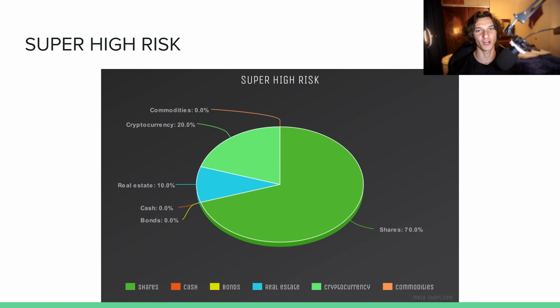Next up, and also lastly, we have the super high risk. So for super high risk, it's pretty simple. 70% into shares, 0 cash, 0 bonds, 10% real estate, 20% cryptocurrency, and 0% commodities.